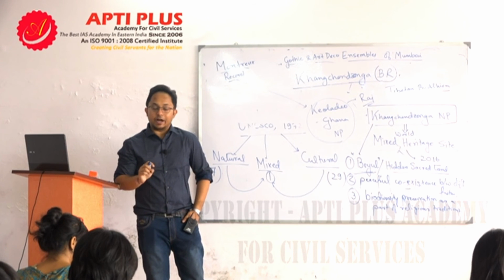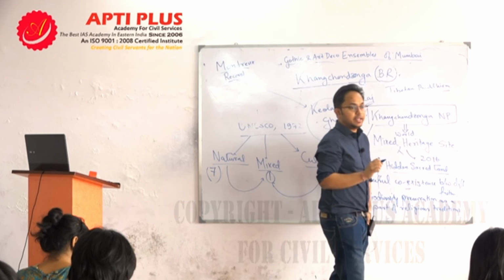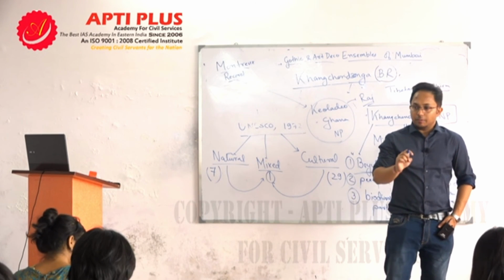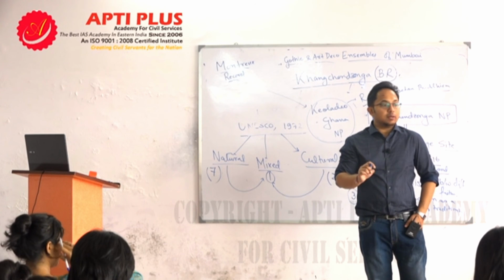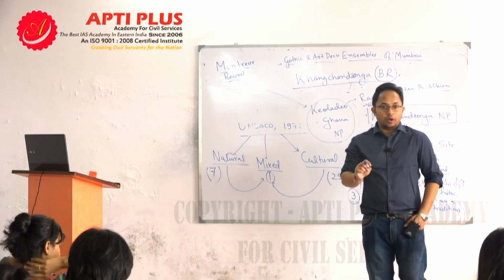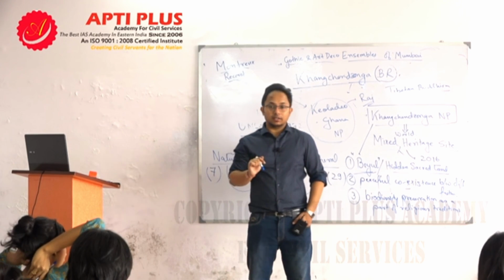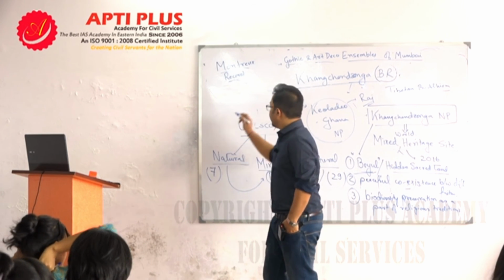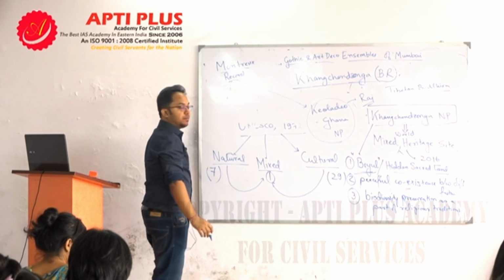So from India, how many Ramsar sites are there under the Montreux record? Any idea? From India, we used to have 3 earlier. पहले 3 हुआ करता था. Right now we have 2. One is this Keoladeo Ghana National Park.